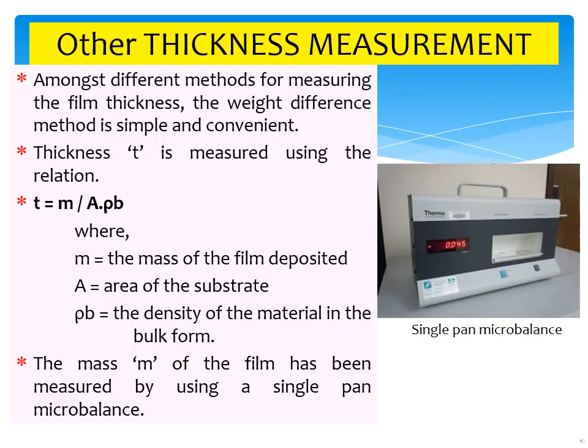Anyhow, amongst different methods for measuring the film thickness, the weight difference method is simple and convenient. Thickness T is measured using the relation T equals m/(a rho_b), where m equals the mass of the film deposited, a equals the area of the substrate, and rho_b equals the density of the material in bulk form. The mass m of the film is measured using a single pan microbalance as depicted in the picture here.